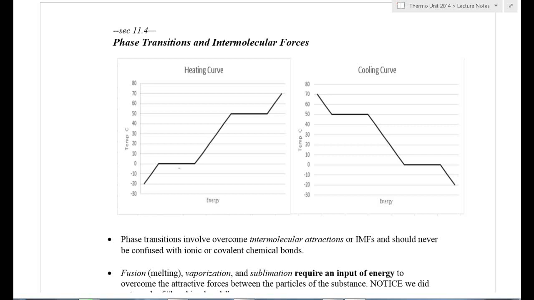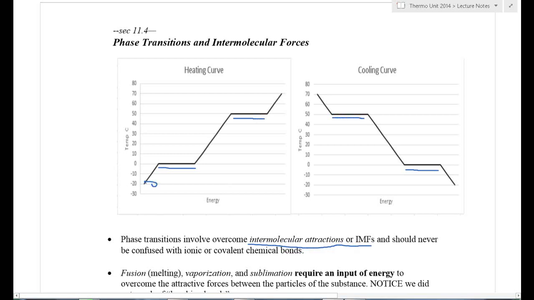And if you look right here, this is where melting is occurring, and the analogous spot here would be where freezing is occurring. This is where vaporization is occurring, and this would be where condensation is occurring. Okay, I want to make sure we have those points right. So when we talk about phase transitions, we are overcoming intermolecular attractions, or IMFs, and not breaking bonds. Okay, so we want to talk about, especially in FRQs, about intermolecular attractions.